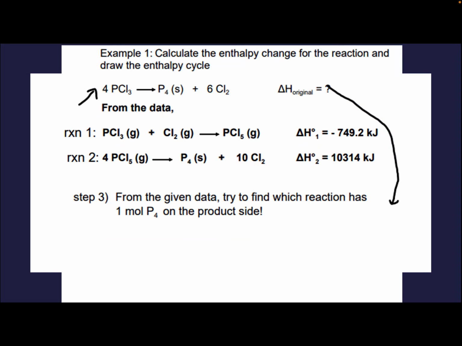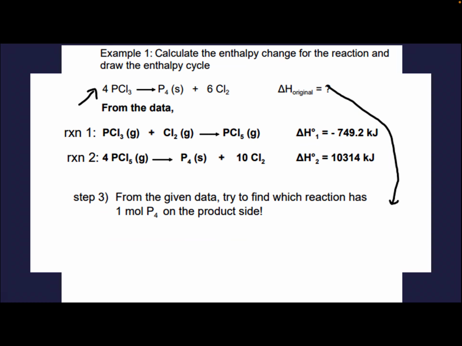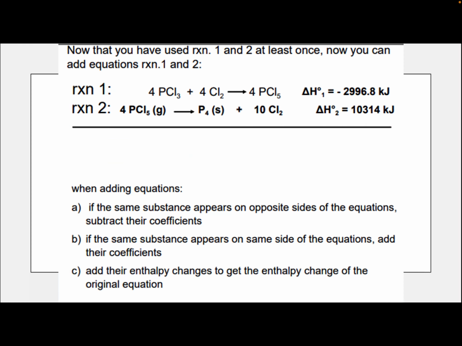Now, given this information, we are left with the following, and we need to make sure that we are now following step 3. So step 2 said from the given data, try to find the reaction that has the same compound as in step 1, which we did. So now step 3, from the given data, try to find which reaction has 1 mole of P4 on the product side. If we look at both of them, P4 is on the product side in reaction 2. And that is P4 on the product side.